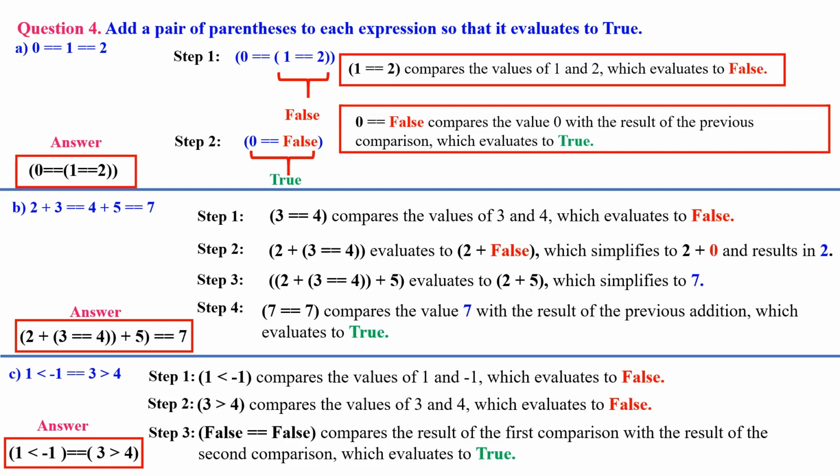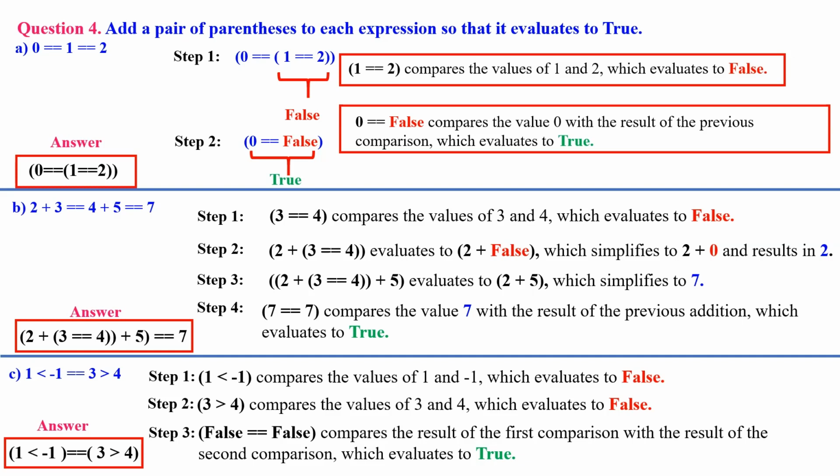2 plus 3 equal to 4 plus 5 evaluates to 2 plus 5, which simplifies to 7. Step 4. 7 equal to 7 compares the value 7 with the result of the previous addition, which evaluates to true. Therefore, the modified expression with parentheses, ((2 plus (3 equal to 4)), another close parentheses plus 5) equal to 7 evaluates to true. And that is the answer.